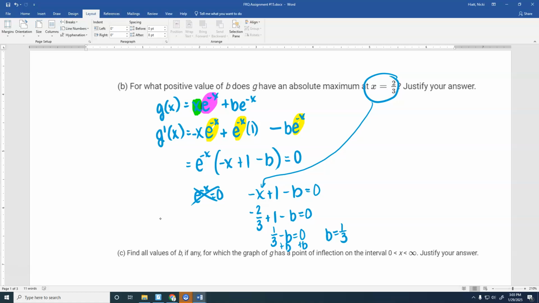Now, I do need to show this as an absolute maximum. So if I think here, if b is 1/3, then g prime of x equals e to the negative x times negative x plus 1 minus 1/3, which if I simplify a little bit is e to the negative x times negative x plus 2/3.